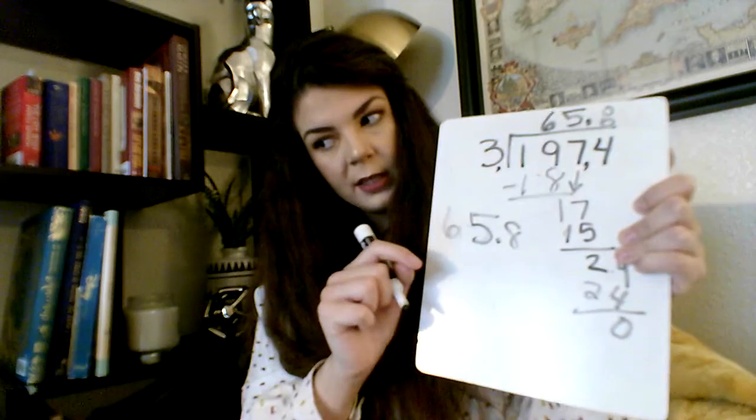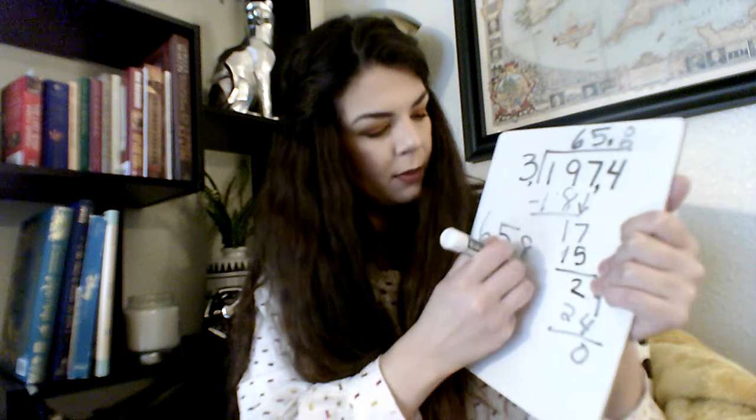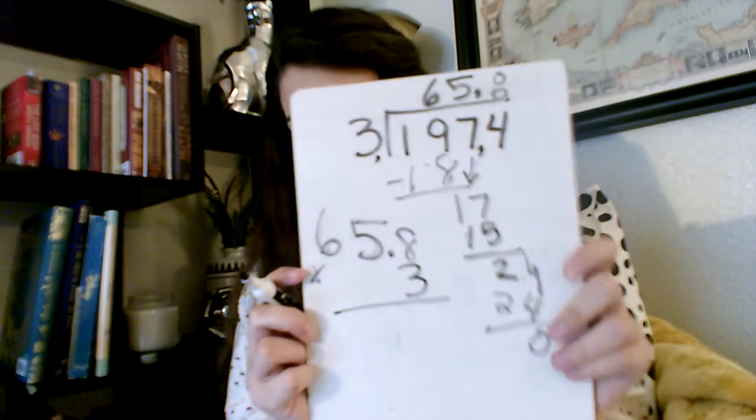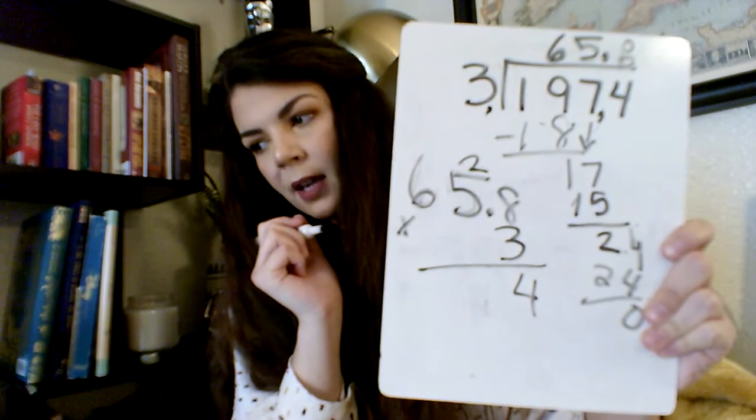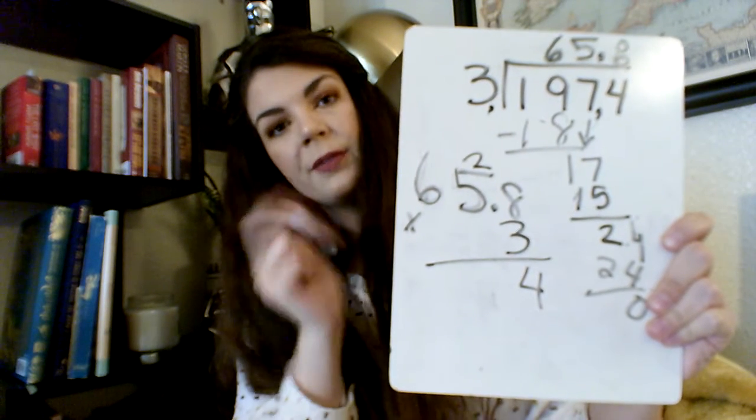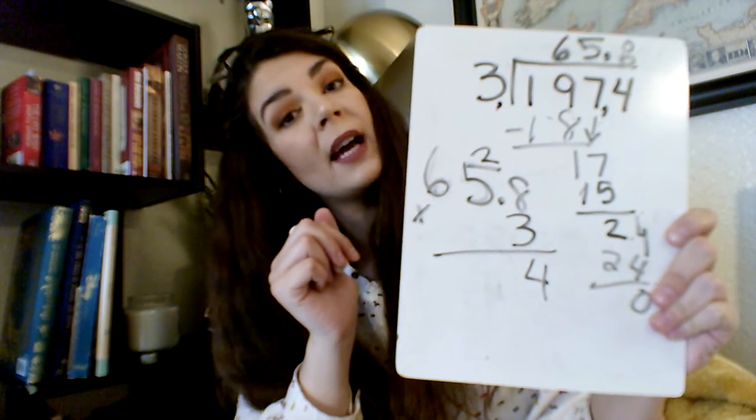65.8, don't forget your decimal so you can make sure to get it right, times 3. Okay. 3 times 8 is 24. 5 times 3, 5, 10, 15, plus 2 more. Don't forget to add that 2 more. 17.